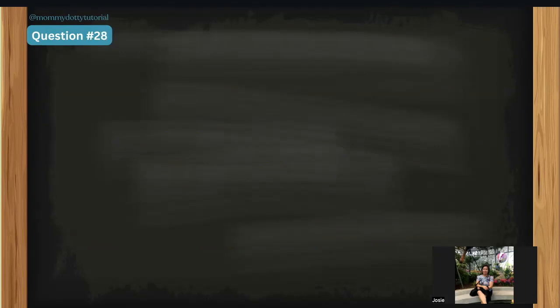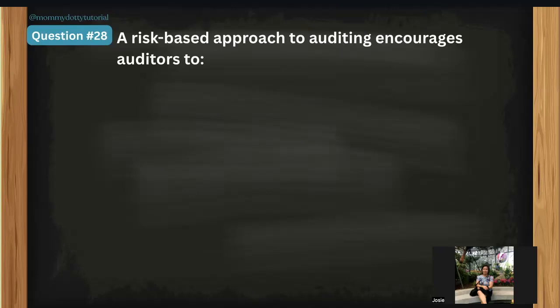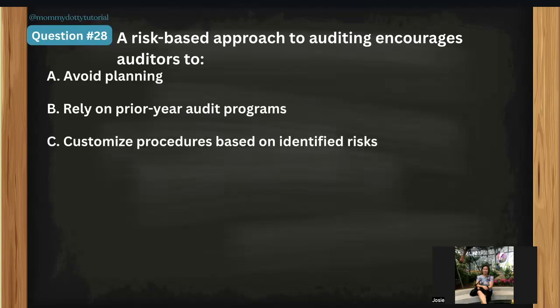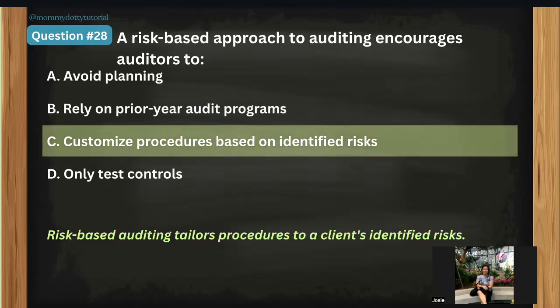Okay, let's go to question number 28. A risk-based approach to auditing encourages auditors to A, avoid planning, B, rely on prior year audit programs, C, customize procedures based on identified risks, and letter D, only test controls. You may pause this video to think. The correct answer is letter C, customize procedures based on identified risk. So risk-based auditing tailors procedures to a client's identified risk.